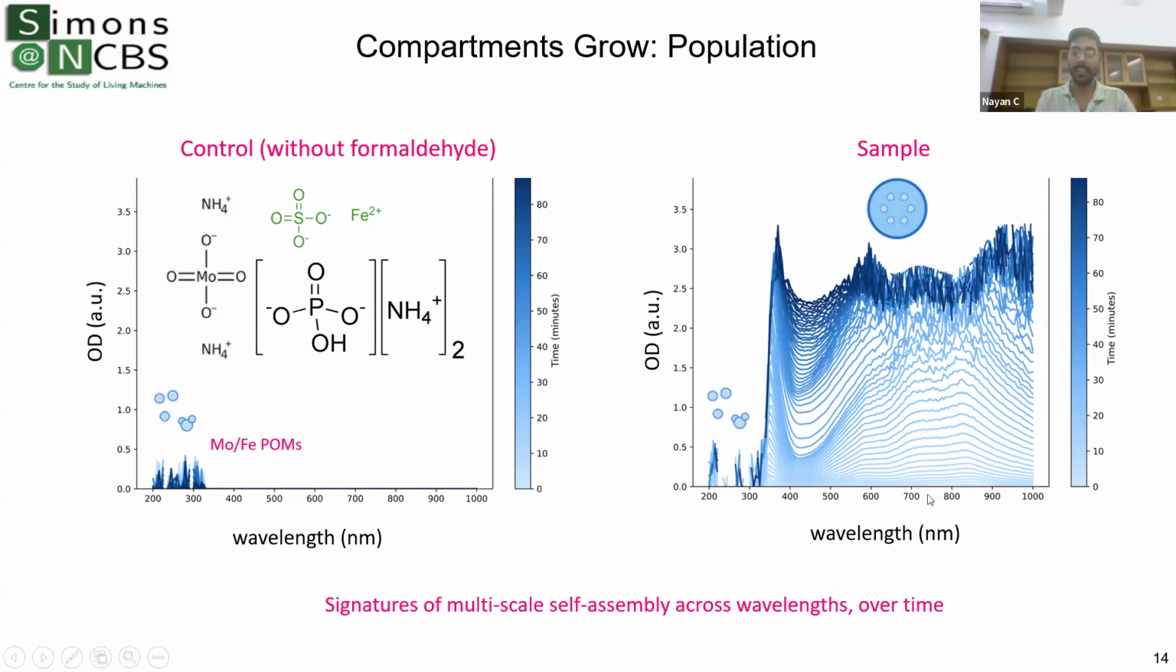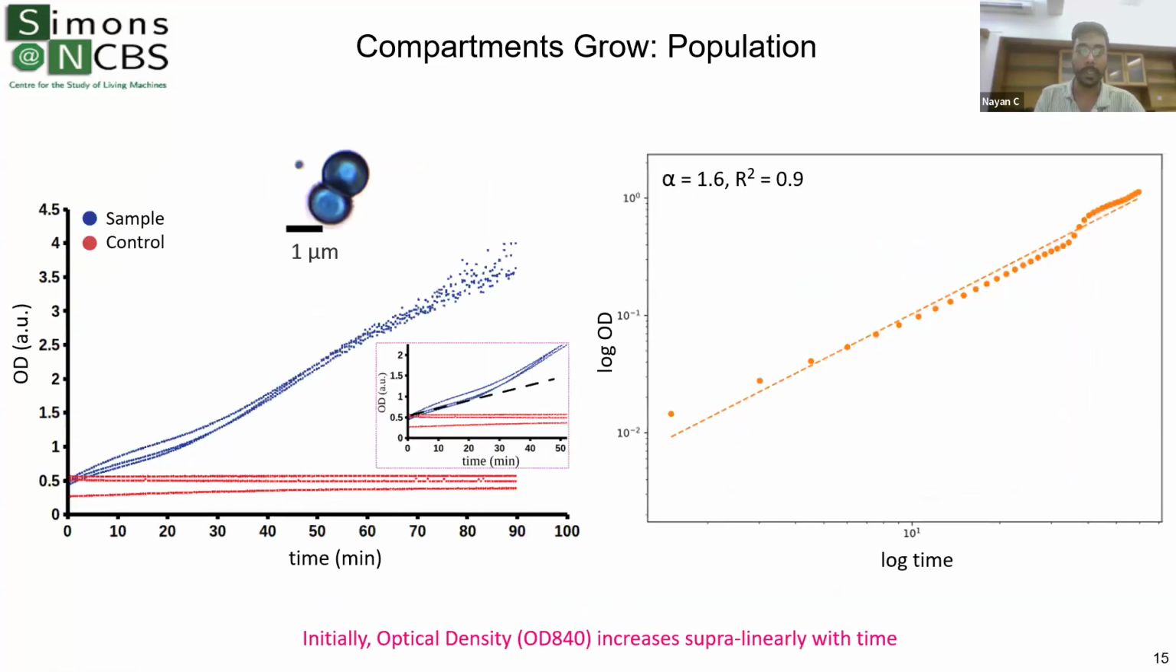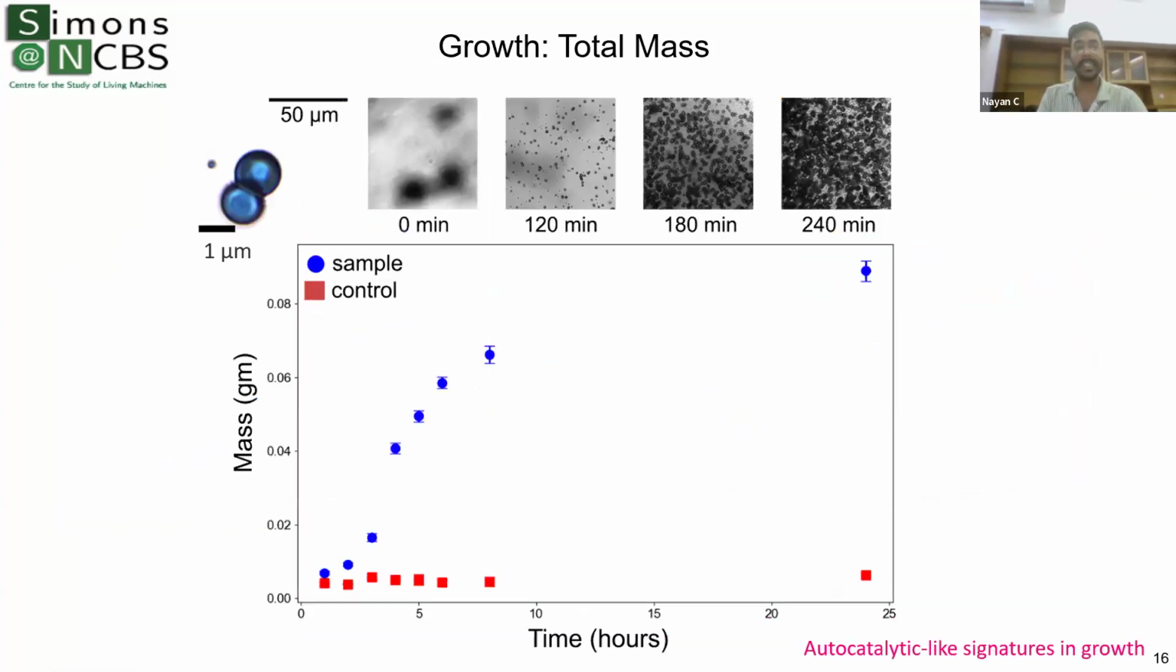One is at 350 or the other is 840. And if we plot the OD as a function of time as one of these fixed peaks, like how one does for bacterial solutions, we do see a supralinear increase in the OD in the initial time scale in our microsphere solutions. And this supralinear increase in OD also matches the supralinear sigmoidal-like increase in the total mass of the microspheres generated as a function of time.